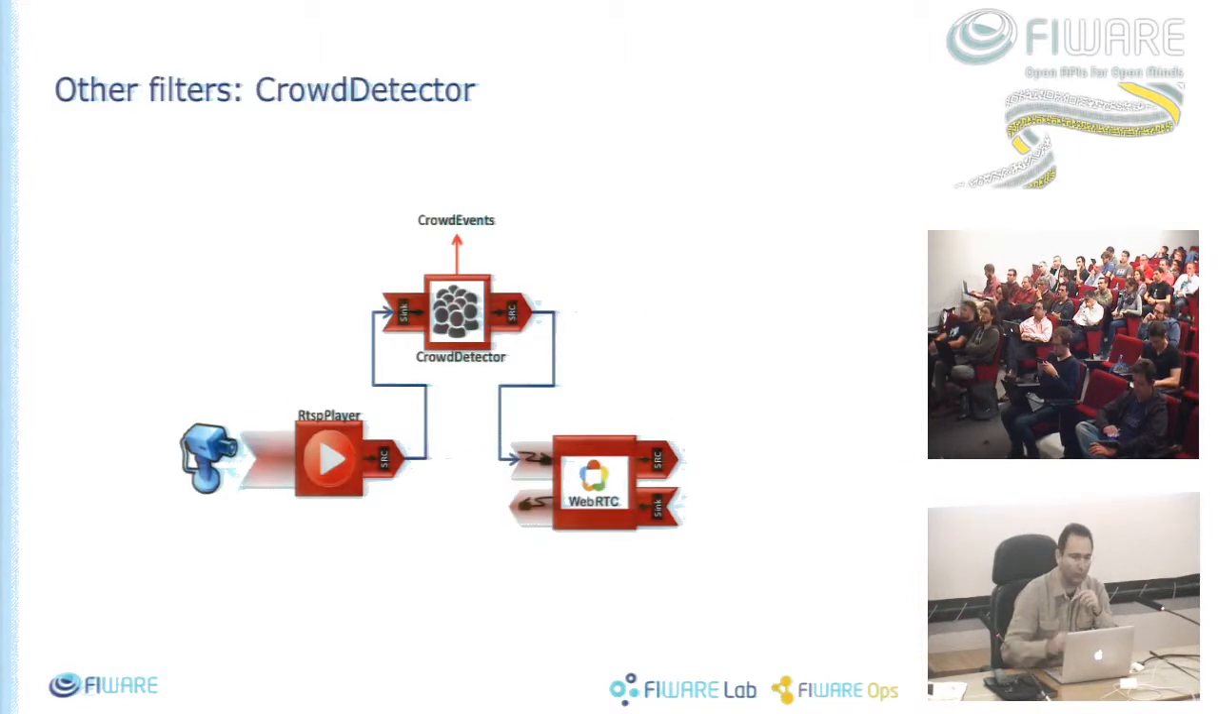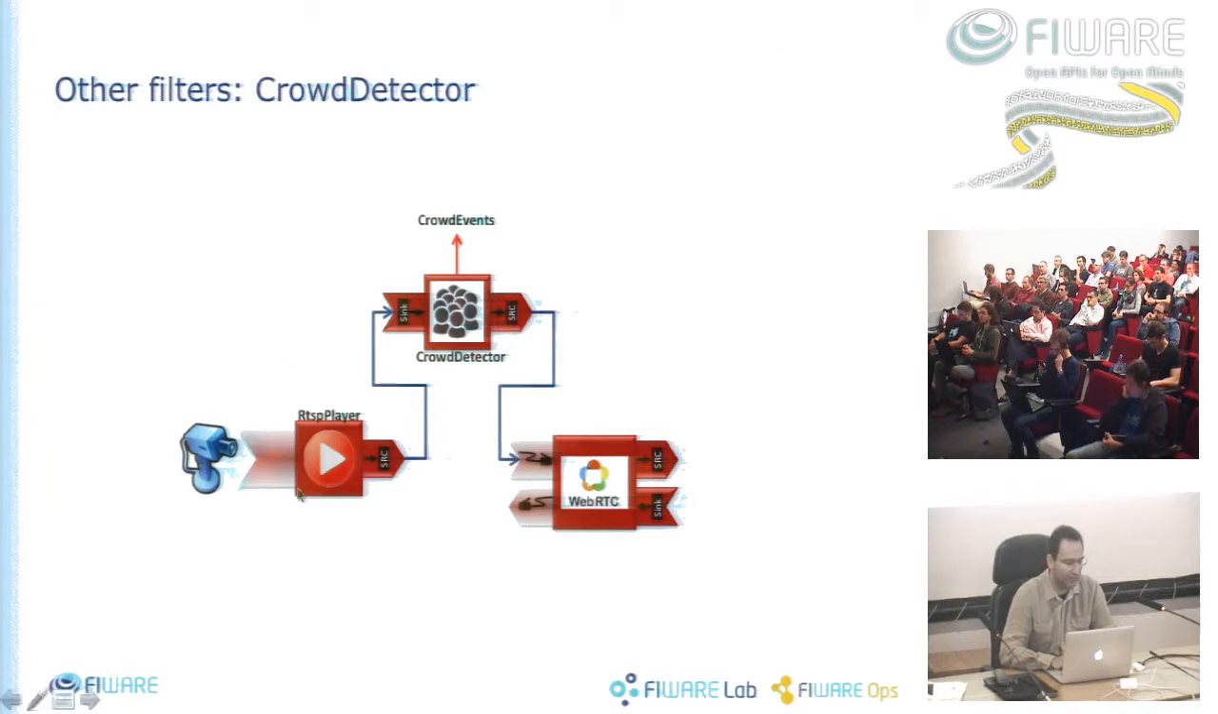I prefer to go to this one, which is the last one, which is an application we created specifically for FIWARE related to smart cities. And this is using a filter called crowd detector. A crowd detector, as its name indicates, is capable of detecting crowds of people in the streets.